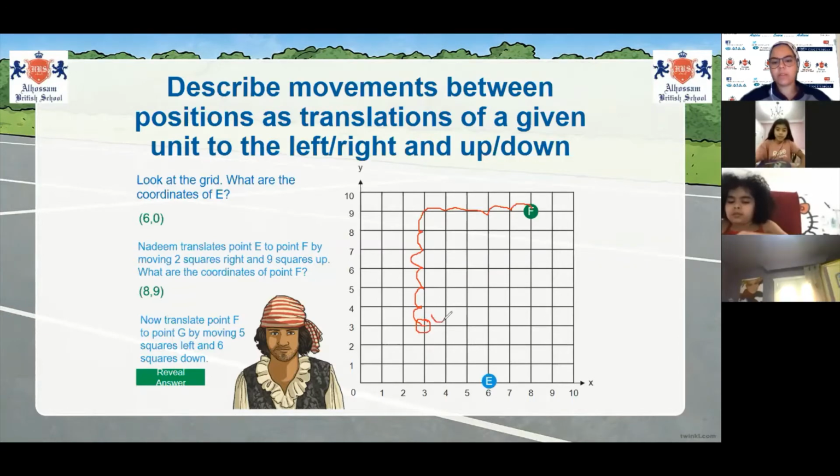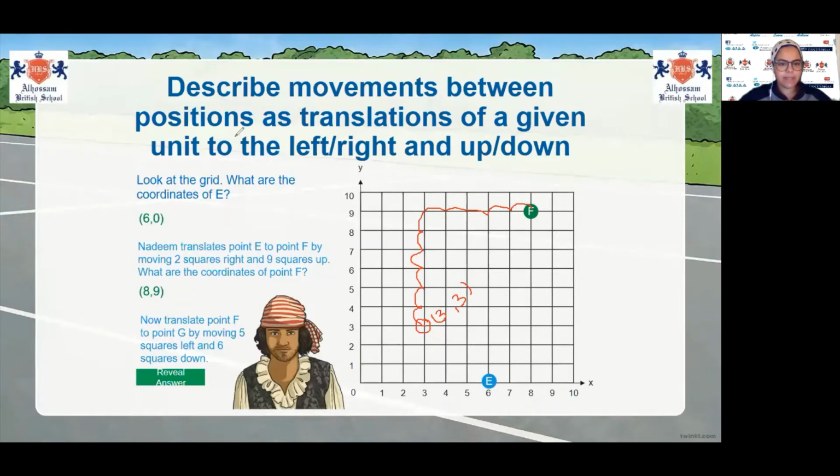Can you tell me what are the coordinates here? 3, 3. 3 and 3. Excellent. Very good. Thank you so much. So as she said, the new position for F, which is G, is 3 and 3.